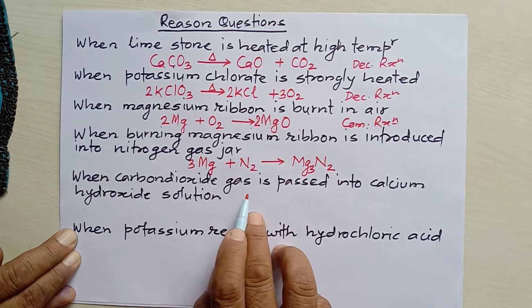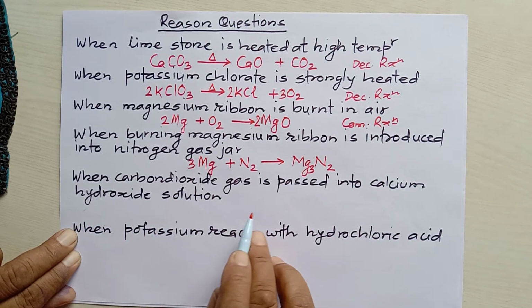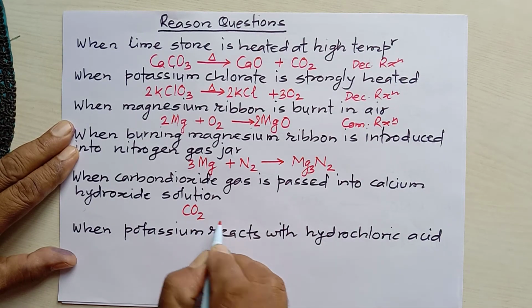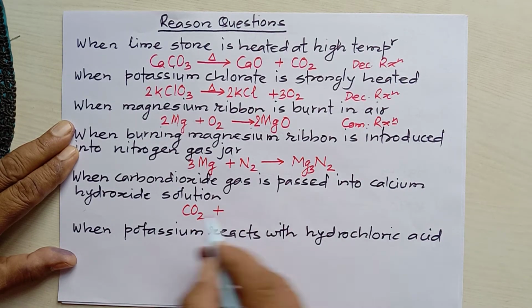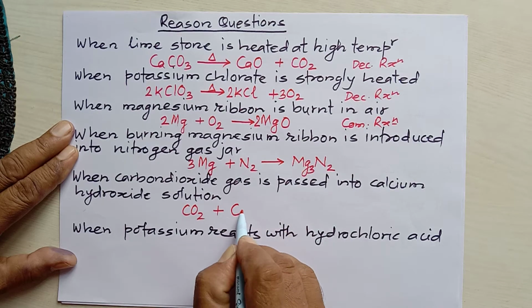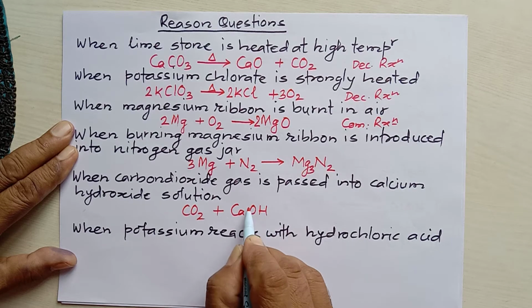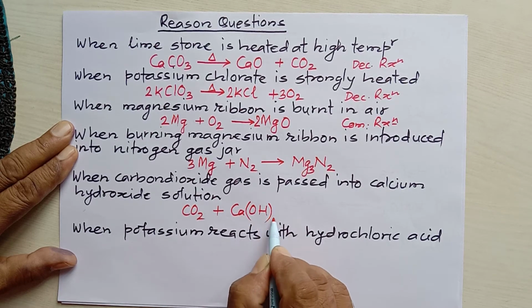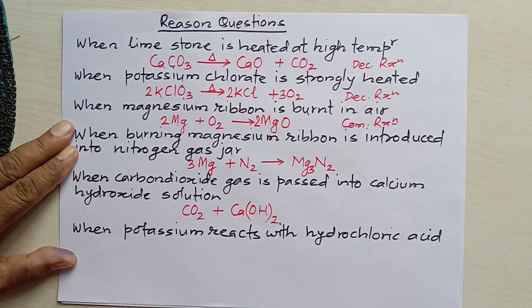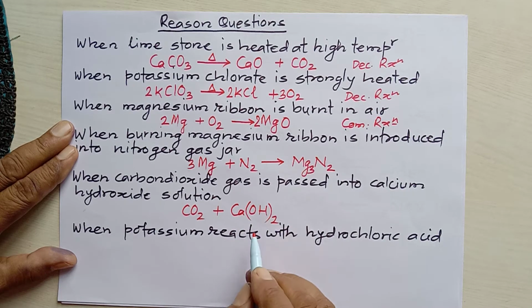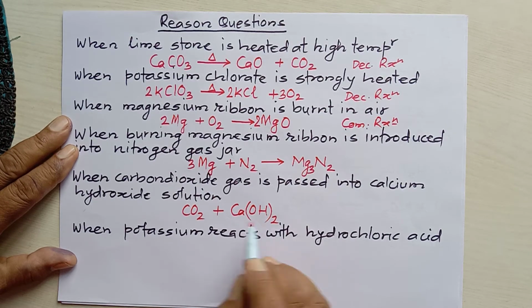Now look at this another. When carbon dioxide gas is passed into calcium hydroxide solution, carbon dioxide gas is CO2 plus calcium hydroxide. Calcium valency 2, hydroxide 1, that's why we have to transfer the valency of calcium to hydroxide. And when we transfer valency to a radical, then we have to put that radical in brackets this way.